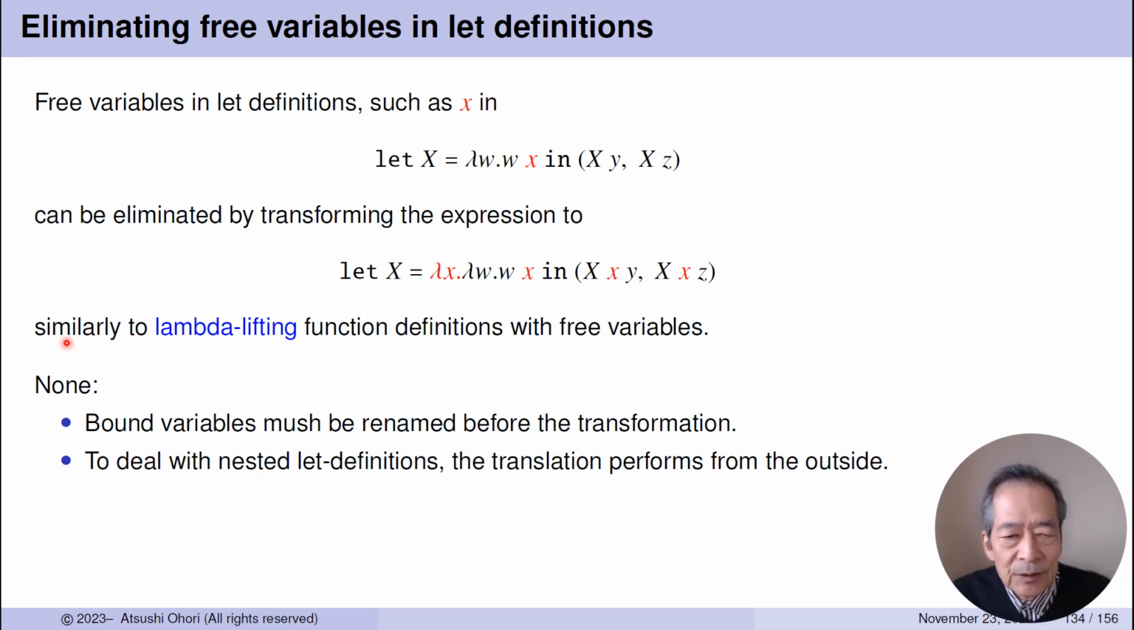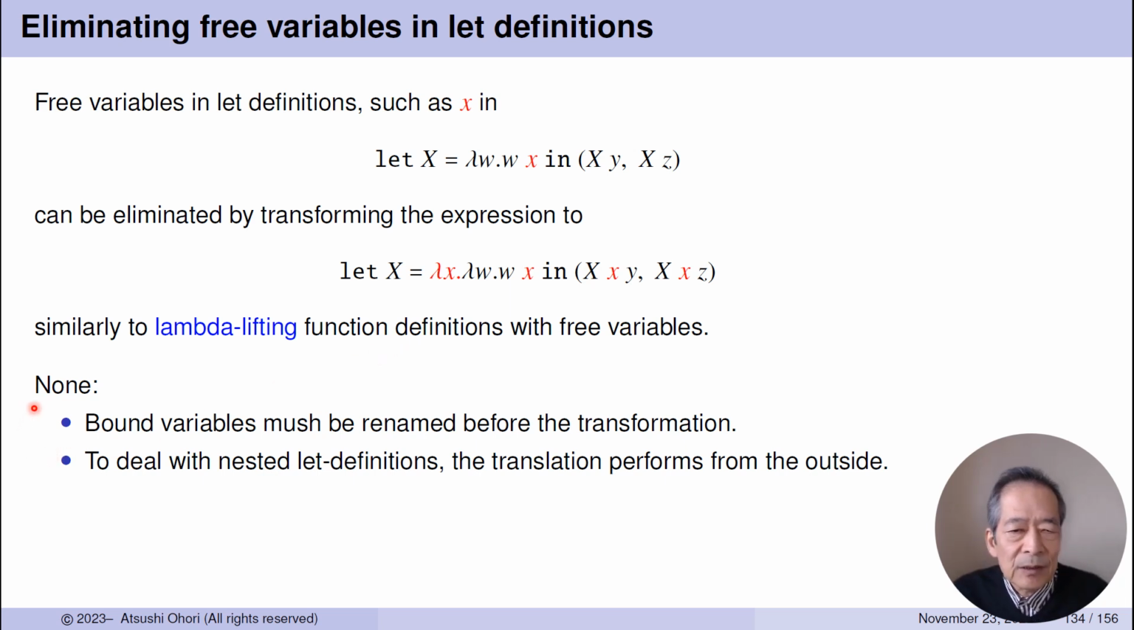This is similar to lambda-lifting function definitions with free variables. This transformation can be applied in a compiler, and it is a non-equivalent transformation, meaning a semantics-preserving transformation. And as we see later in this lecture, this transformation also preserves typing in some particular sense.